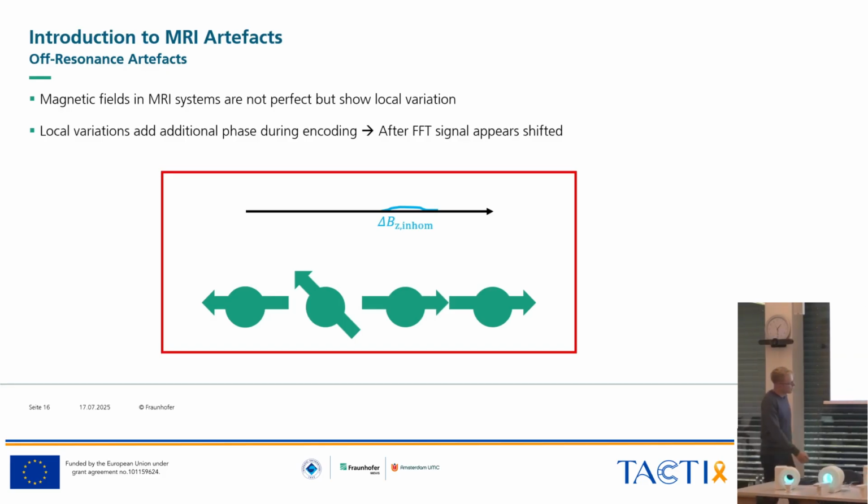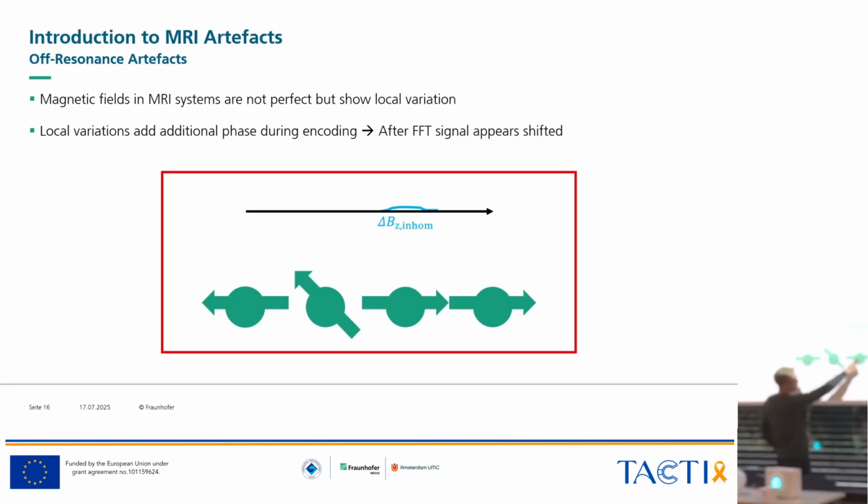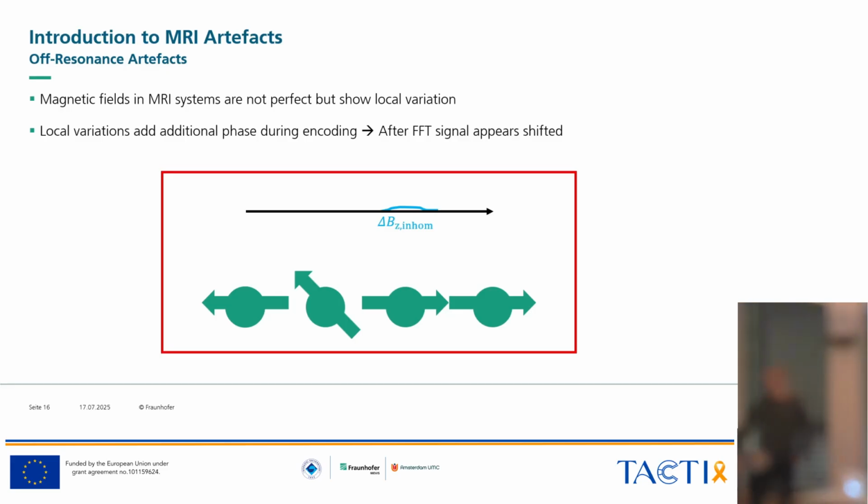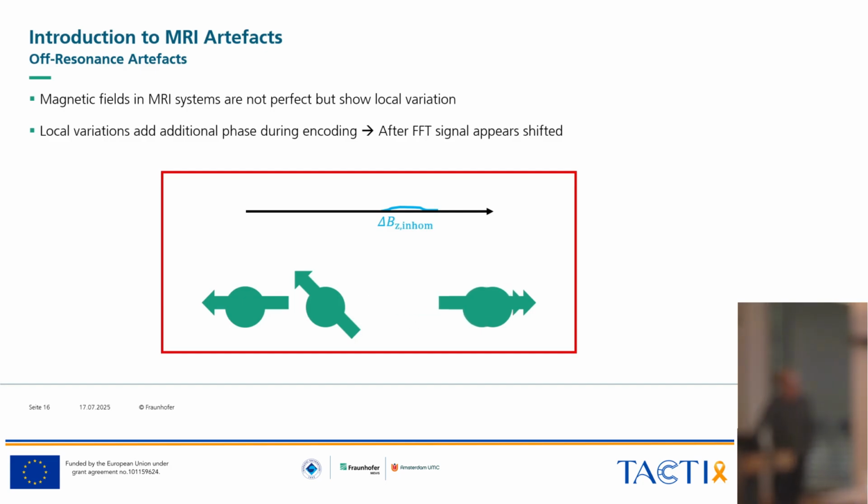And if we look at that, again, we have the situation that this is not distinguishable from that. So it appears that all signal which would be located here is shifted to there, and this is why you get those geometric distortions. So in your final reconstructed image, all signal from there appears to be shifted to the right.